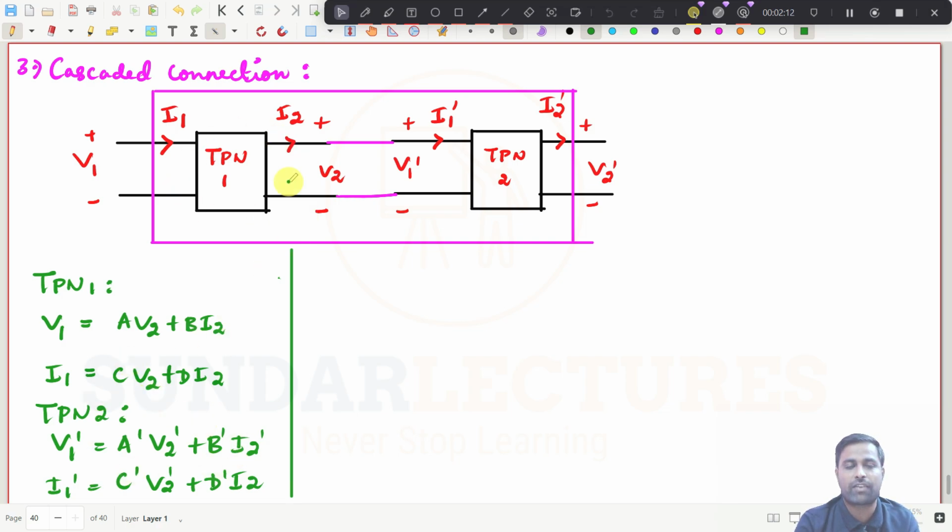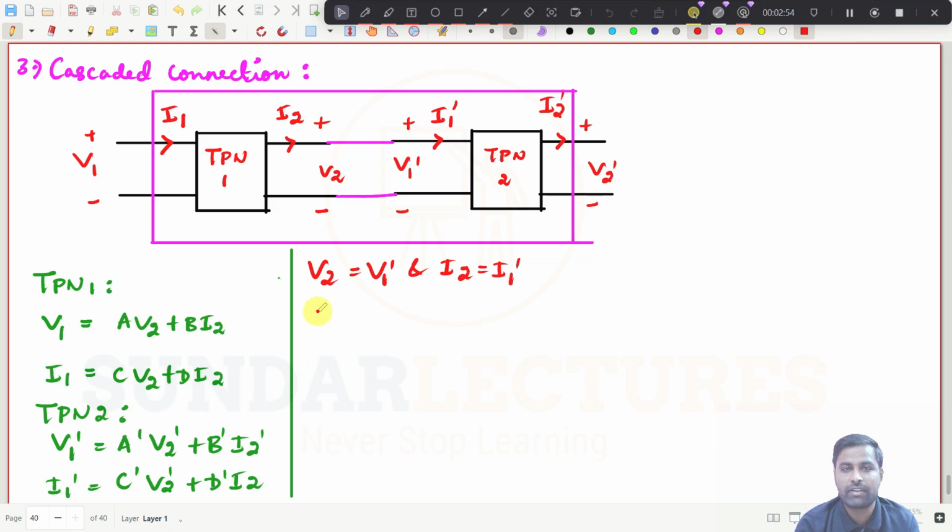This is what we have written for two-port network 1 and then two-port network 2. And you see here, what happens here? This V2 and V1 dash are equal, right? So what I can write here, V2 is equal to what? V1 dash. See here, both terminals are connected, and also I2 is equal to I1 dash. So what I can replace here, this V2 can be replaced here, right? And this I1 dash can be replaced with I2 here, right?